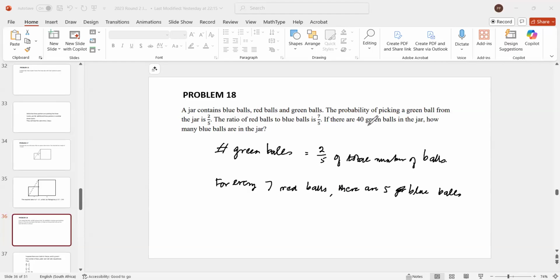Now they tell you there are 40 green balls in the jar. So this 40, the 2/5 of the total, is equal to 40. That information is given. So if 40 is 2/5 of the total, that means the total must be 2/5 of what is 40?